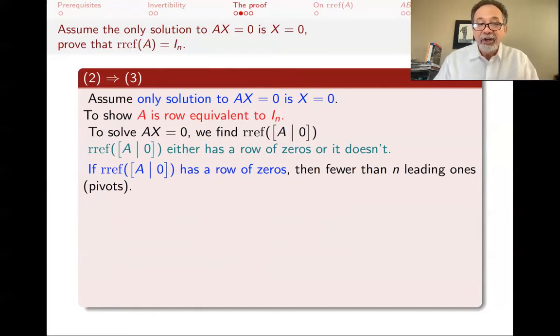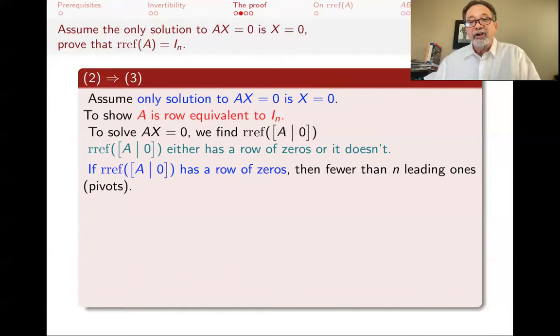Now, either that reduced echelon form has a row of zeros or it doesn't. I'm not saying anything profound. I either wear a hat or I don't. I either have $100 in my pocket or I don't. I'm not eliminating any possibilities. That reduced row echelon form either has a row of zeros or it doesn't.